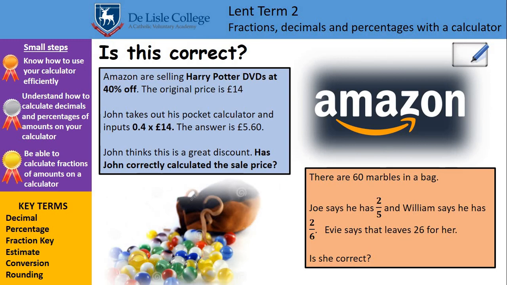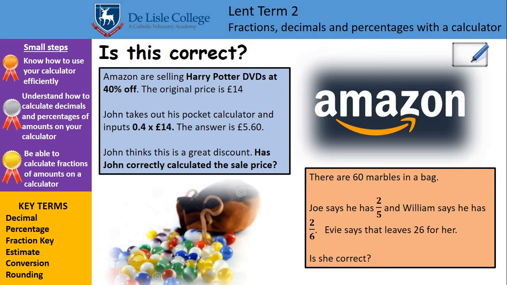Okay. Last thing for today, I'd like us to look at these two questions. Pause the video and have a go. Okay, if we have a look at this first question, Amazon are selling Harry Potter DVDs at 40% off. The original price is £14. John takes out his pocket calculator and inputs 0.4 times 14, and the answer is £5.60. John thinks this is a great discount. Has John correctly calculated the sale price? Well, no, John's actually calculated the percentage discount. And so what John should have done was then taken that £5.60 away from the original price of 14 in order to get the price he pays.